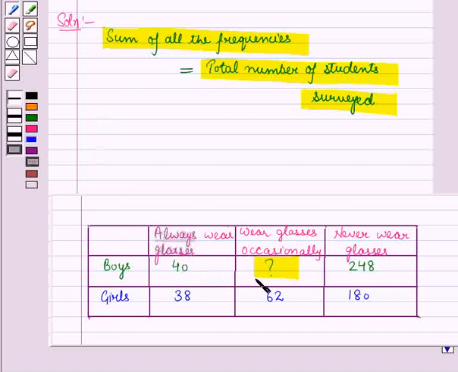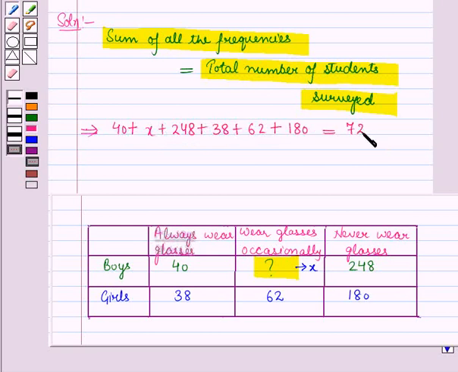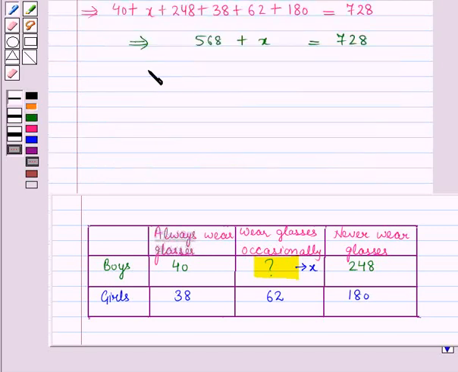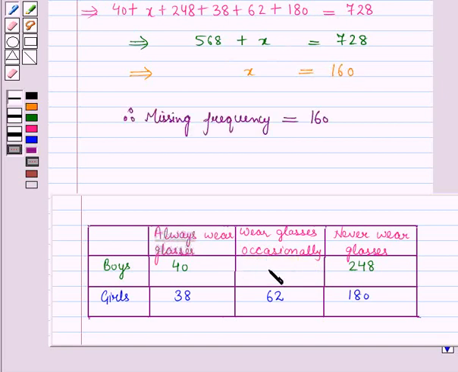So here, let us add all these frequencies and let the missing frequency be x. So this implies 40 plus x plus 248 plus 38 plus 62 plus 180 is equal to 728. And this further implies 568 plus x is equal to 728. And this implies x is equal to 728 minus 568, which is equal to 160. So here, the missing frequency is equal to 160.